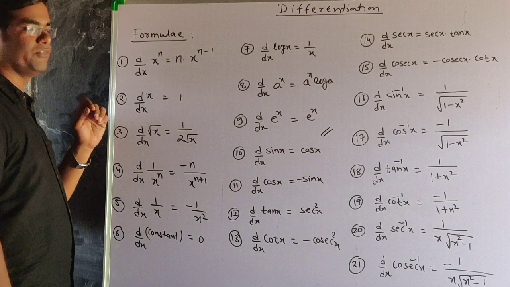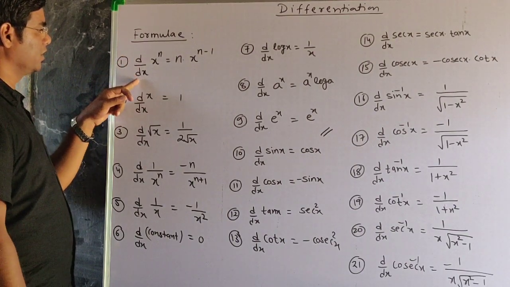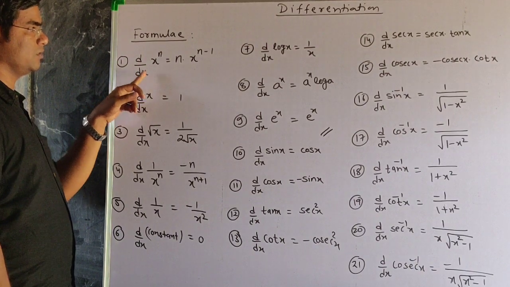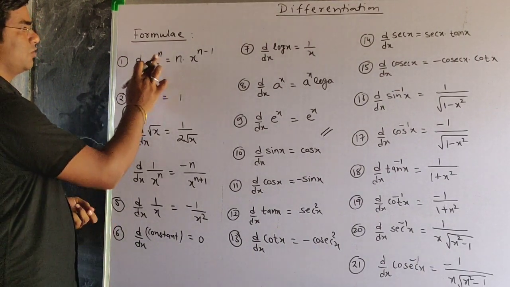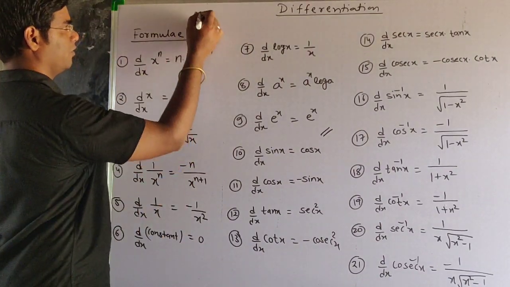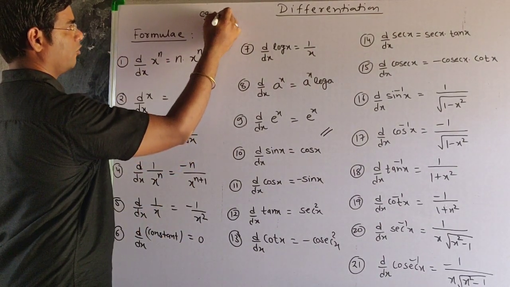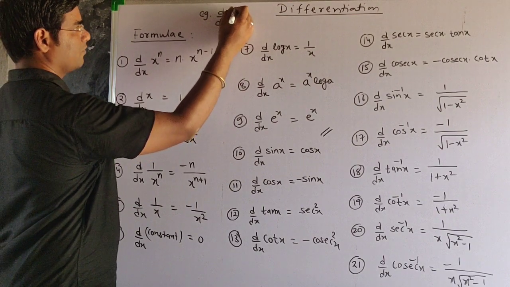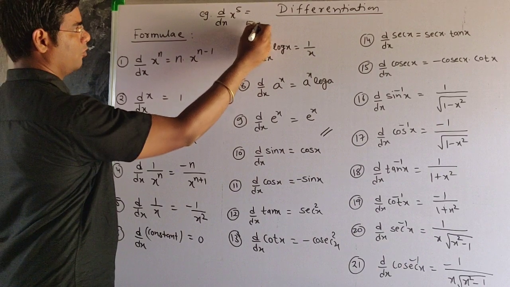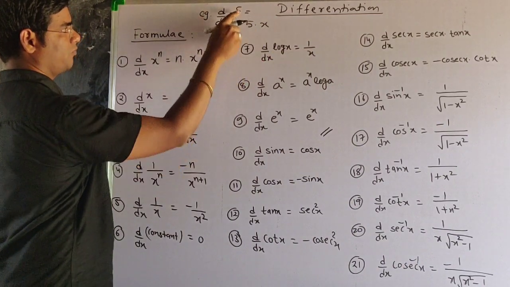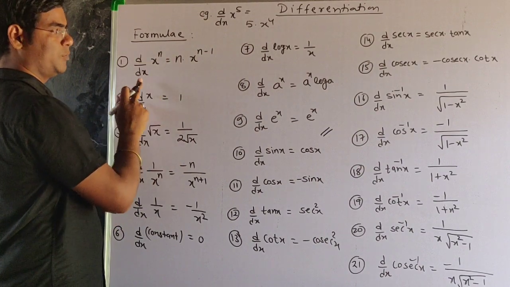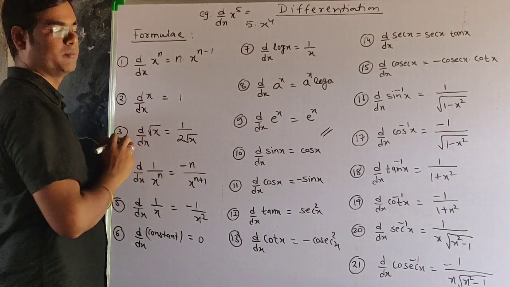So the first formula of differentiation is what? D by dx means what? Derivative of x raised to n with respect to x. So the formula of x raised to n is what? N into x raised to n minus 1. X is any variable. Suppose for example derivative of x raised to 5. So what is the value of n here? N is 5 into x raised to n minus 1. 5 minus 1 is what? 4. So the formula for x raised to n with respect to x is n into x raised to n minus 1.